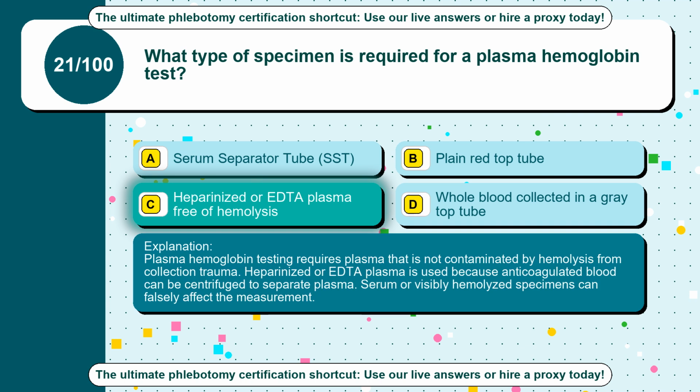Plasma hemoglobin testing requires plasma that is not contaminated by hemolysis from collection trauma. Heparinized or EDTA plasma is used because anticoagulated blood can be centrifuged to separate plasma. Serum or visibly hemolyzed specimens can falsely affect the measurement.